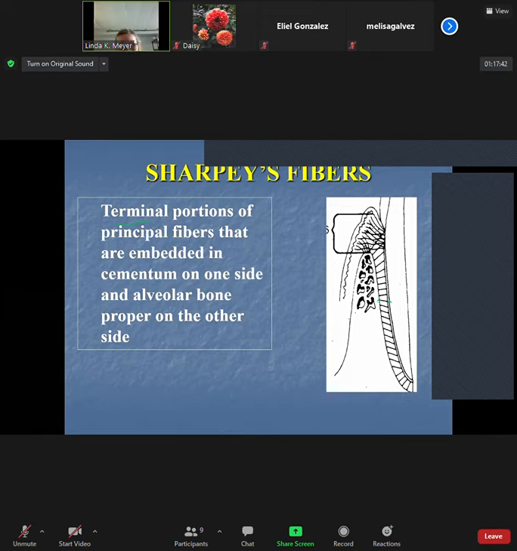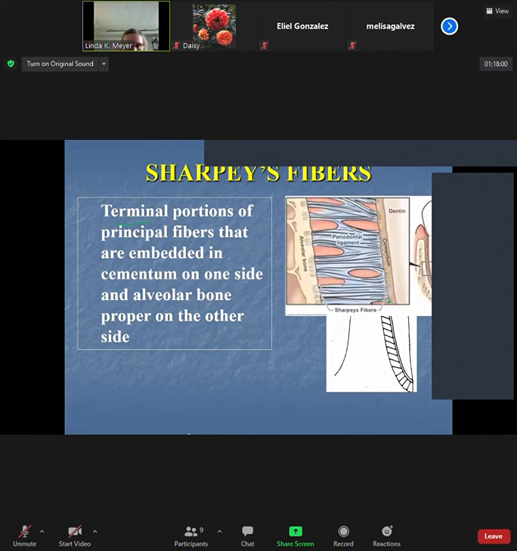So I just showed it right here, this little end piece in the bone and the little end piece in the cementum. It doesn't go in the dentin. Mine went in the dentin a little bit. Those little end pieces of every principal fiber are called Sharpey's fibers. And if we look at our diagram here, let's just highlight them. The little end pieces in the bone, these are Sharpey's fibers.